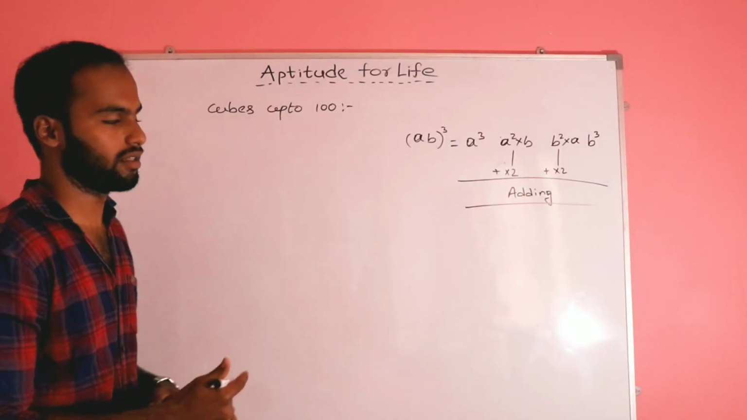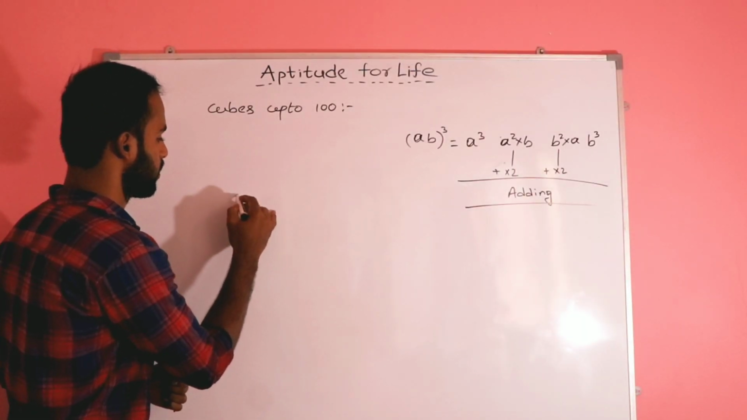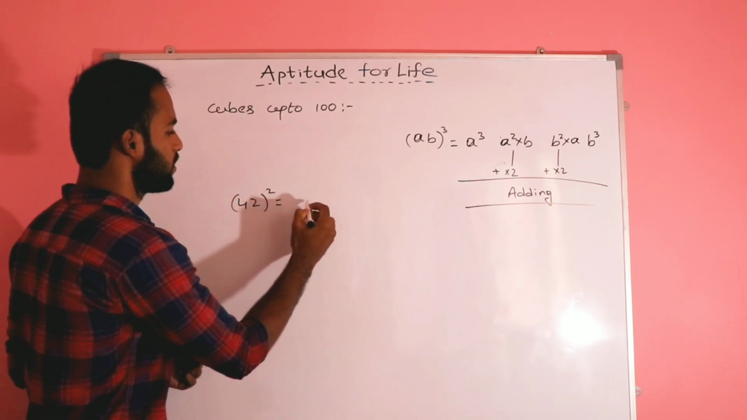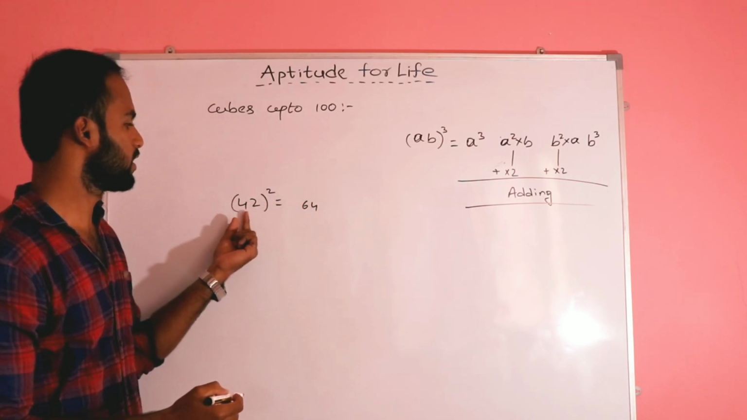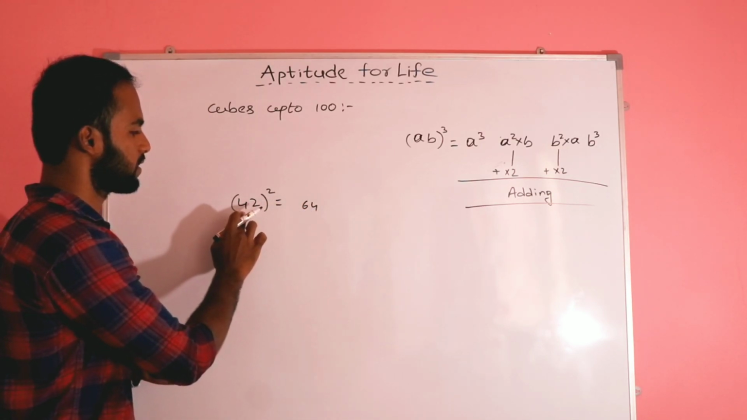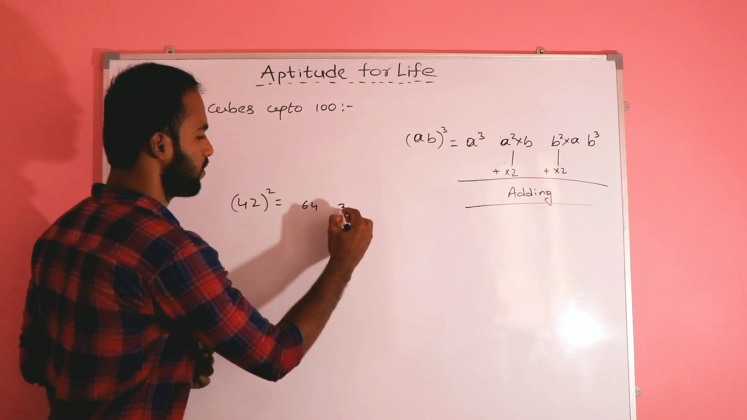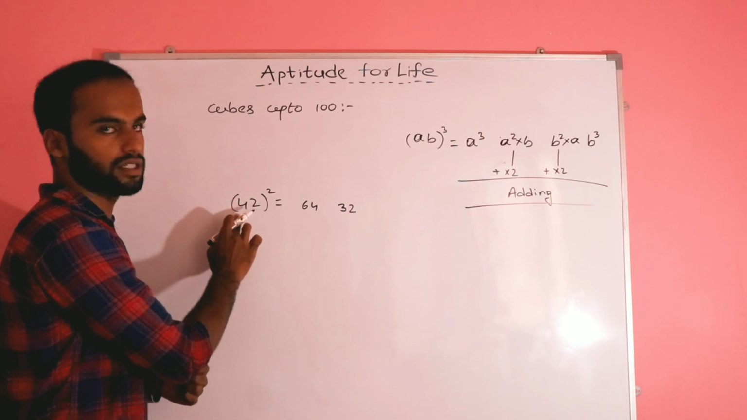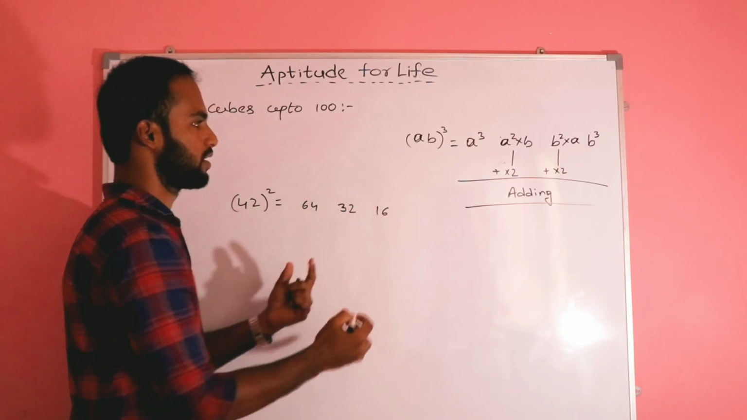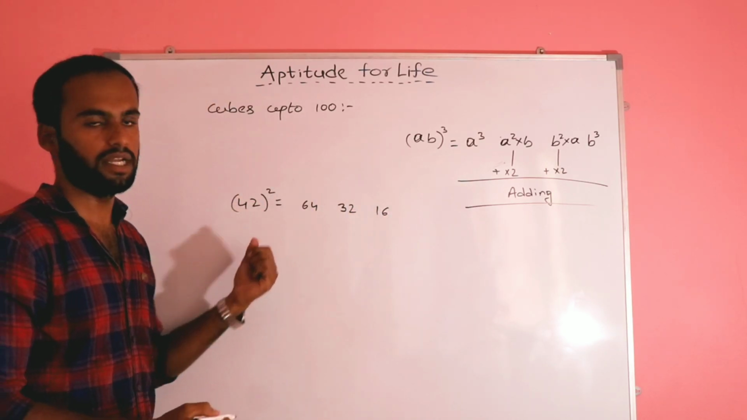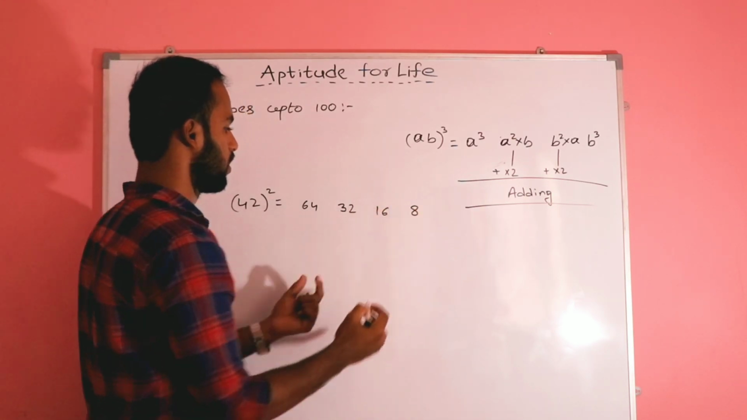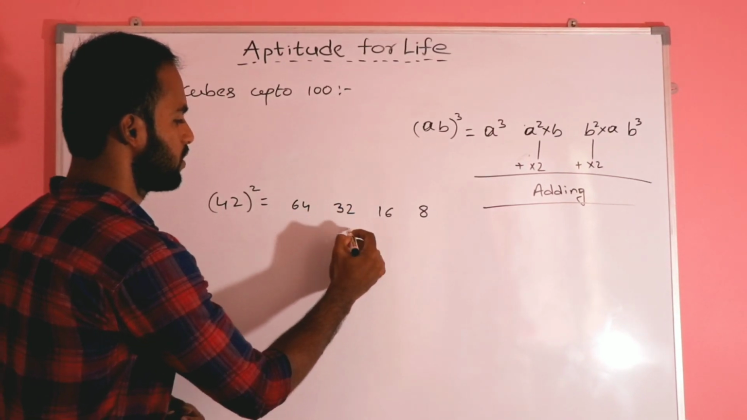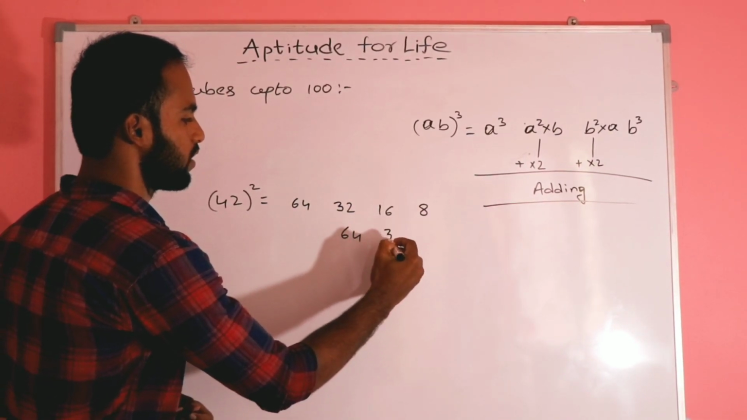Now we will consider another example, 42 cube. First step is A cube, so 4 cube will be 64. Next step is A square into B. A square will be 16, 16 2s are 32. Next step will be B square into A. B square is 2 2s are 4, 4 4s are 16. Next step is B cube. B cube will be 2 cube, which is 8. Now we need to multiply the middle terms with 2. 32 2s are 64, 16 2s are 32.